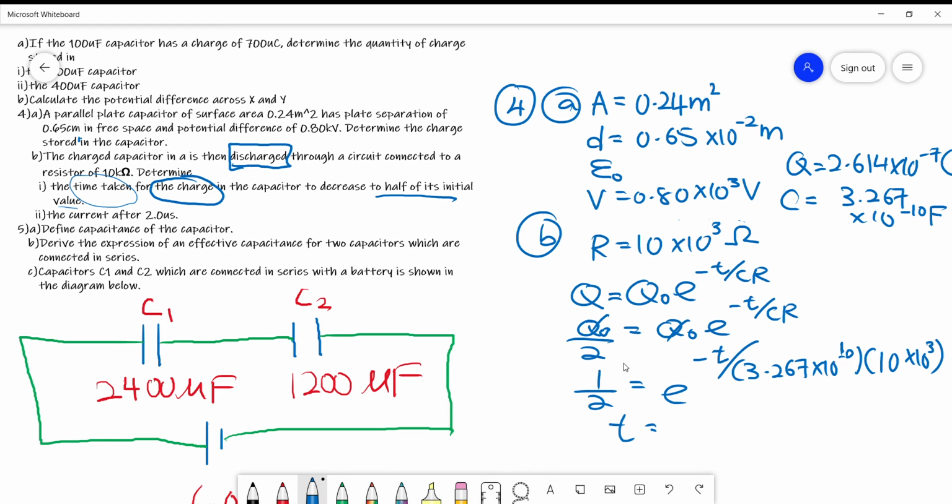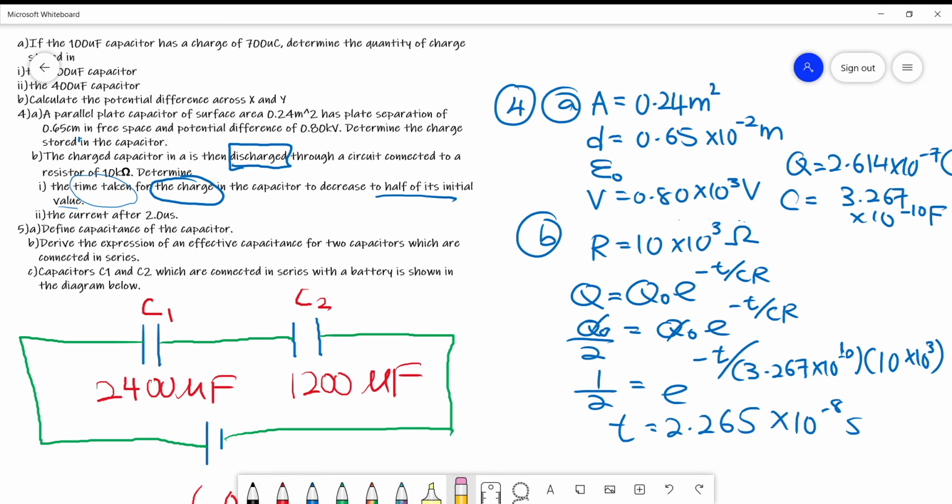So the time taken for the charge of the capacitor to reduce to half of its initial charge is actually 2.265 times 10 to the power of negative 8 seconds.